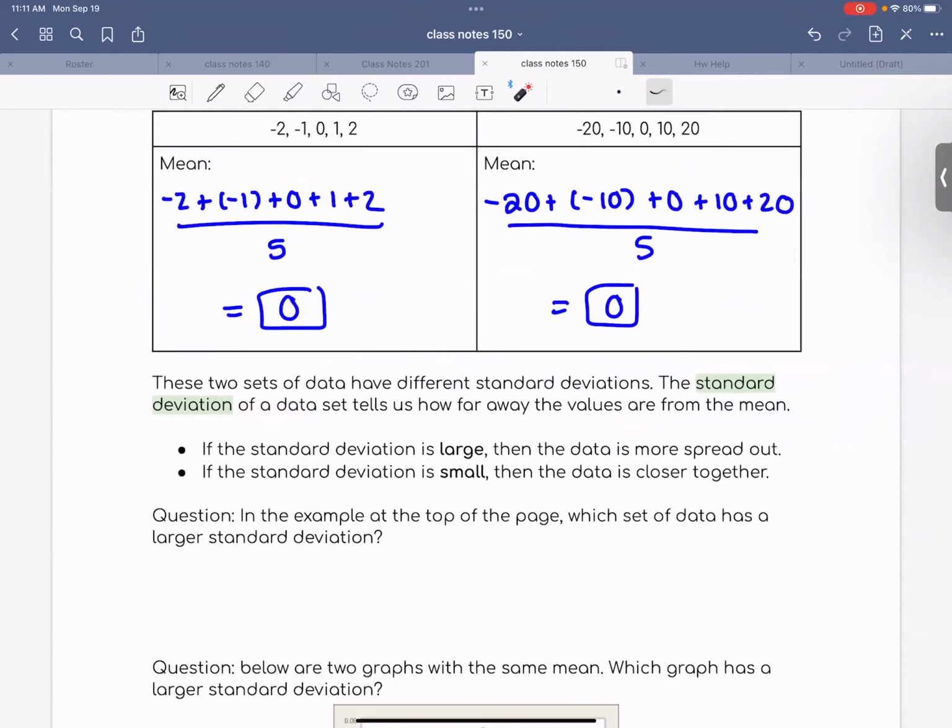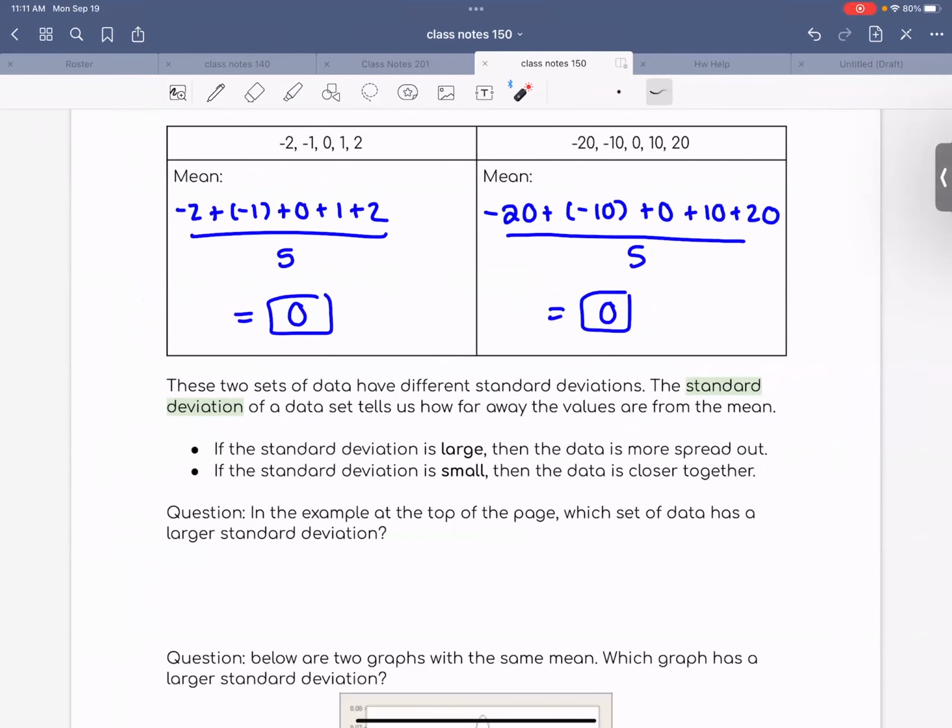So I kind of just answered this, but in this example on the top page, the data on the right has a larger standard deviation, right? So the data on the right has a bigger standard deviation because the numbers are spread out more.